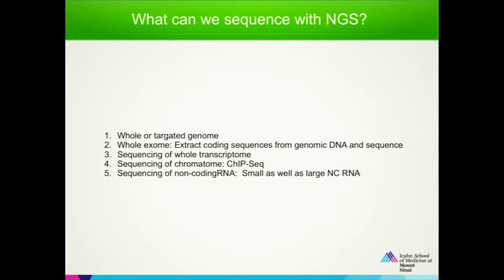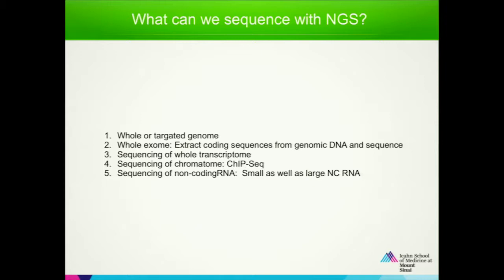We can sequence the whole or targeted genome. We can sequence the whole exome, that is, the coding sequences. We can sequence the entire genome, or you can sequence a part of that genome. That part could be only coding sequences. It could be a certain number of coding sequences. It could be only promoters, whatever you want to sequence. How do we do that?